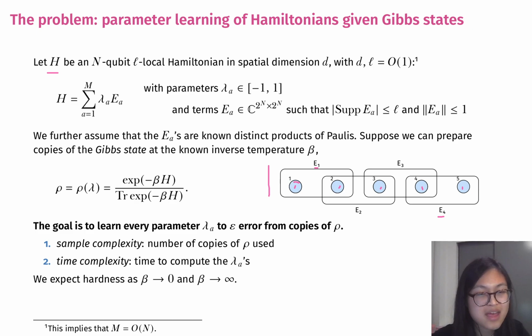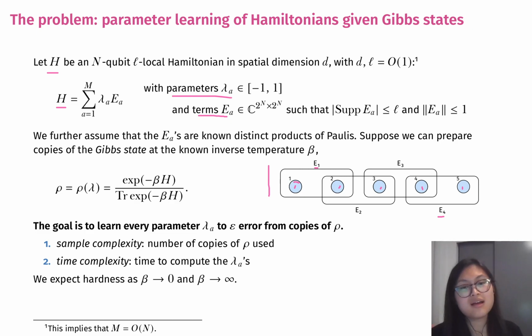And so I'm imagining that H is a linear combination of these terms that I've just discussed. And attached to these terms are corresponding parameters, which are the things that we want to learn. So we will assume that these E_A are products of Paulis. Basically, if you have some local term, you can imagine writing it as a linear combination of products of Paulis. So this is sort of just picking a particular basis for that.